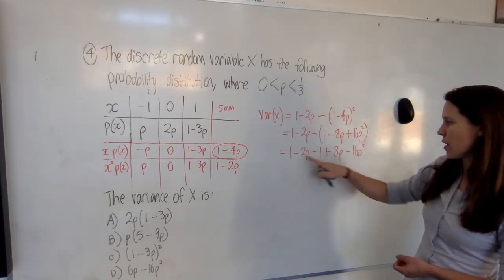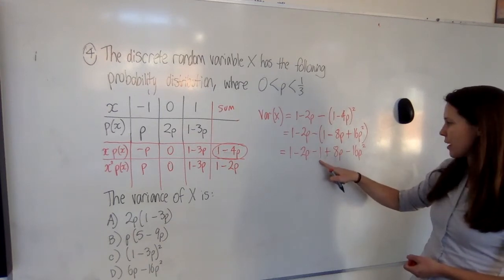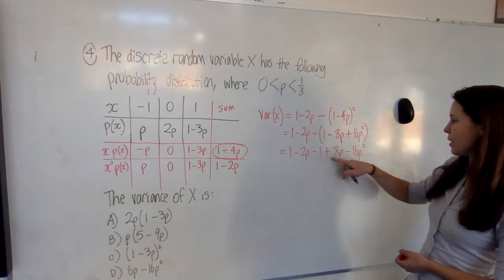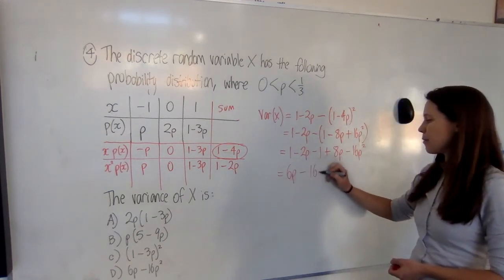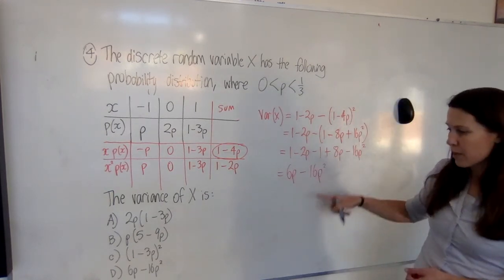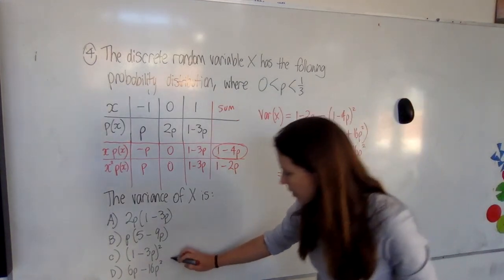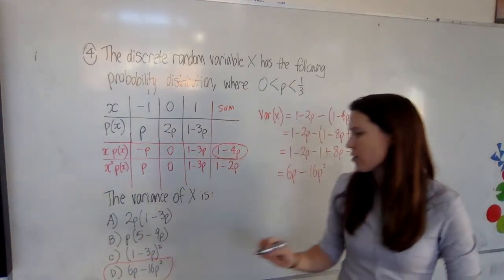Now I can see that there's 1 and minus 1, they'll cancel each other out, and I've got minus 2p plus 8p, that gives me 6p minus 16p squared. Before going any further, just check the solutions, and there's our solution right there, so we don't need to factorise it or do anything.